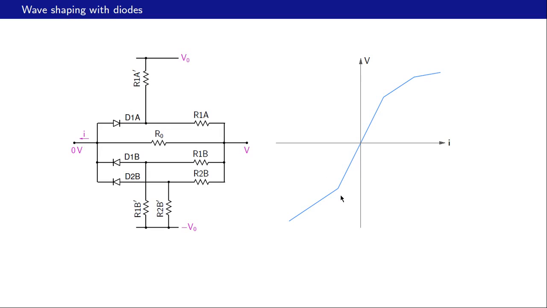And you can work out the expression for the breakpoint in this case, and also what happens to the slope here and so on. And if we add one more branch like the first one, like that, then we have one more breakpoint like that. So this is the net V versus I relationship that we can obtain with this network. And now we will see how we can use this entire network for wave shaping.